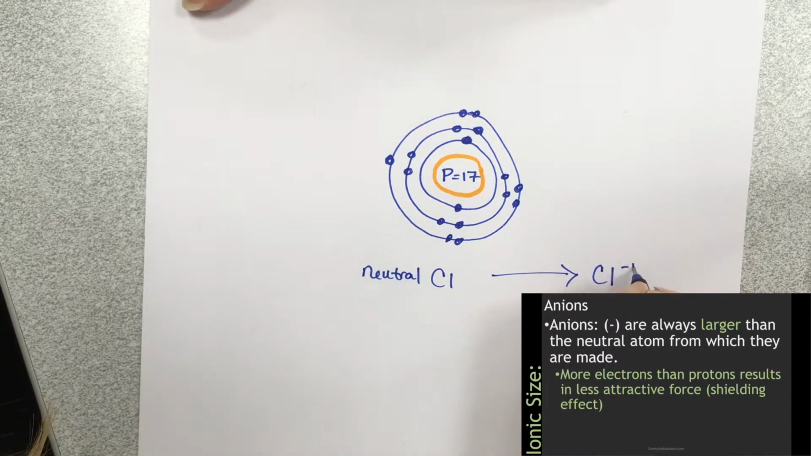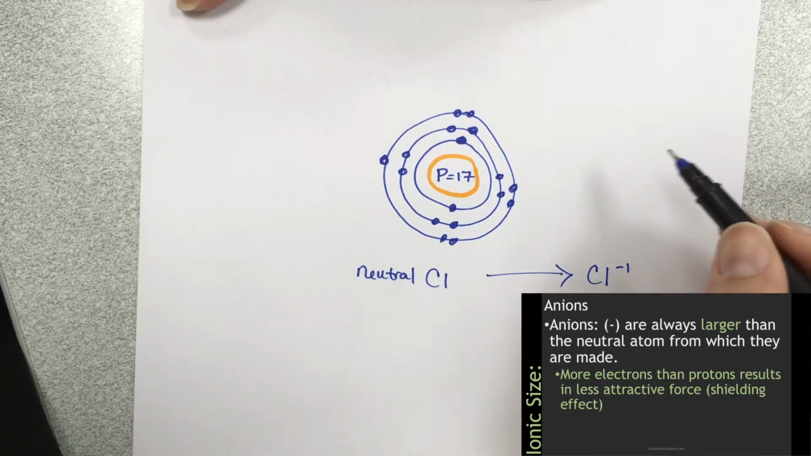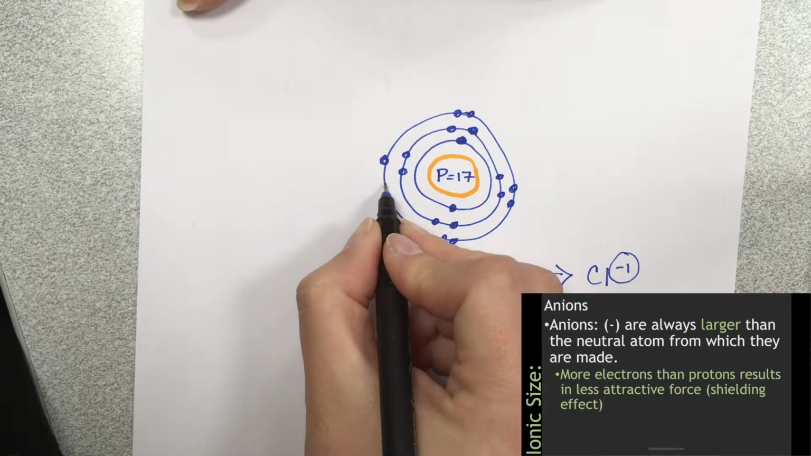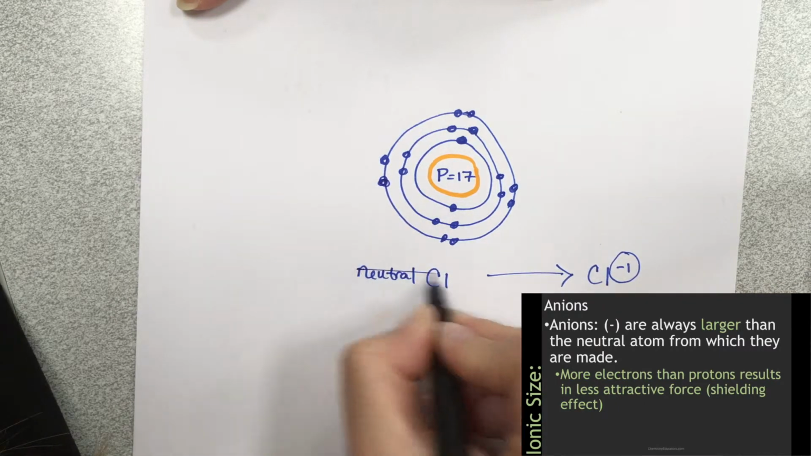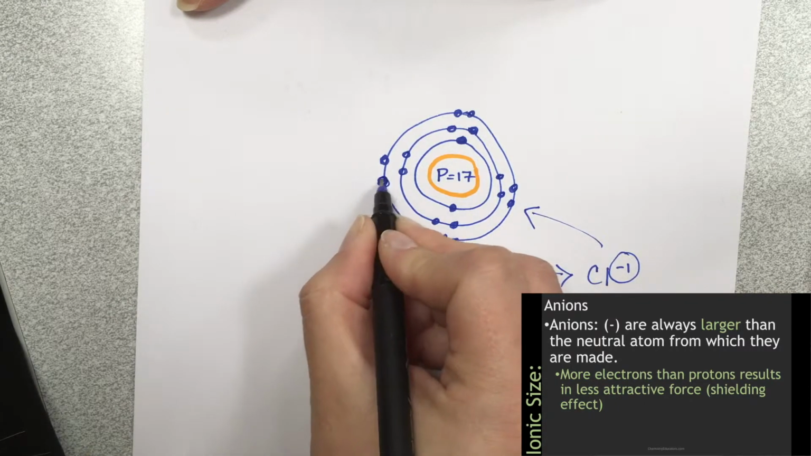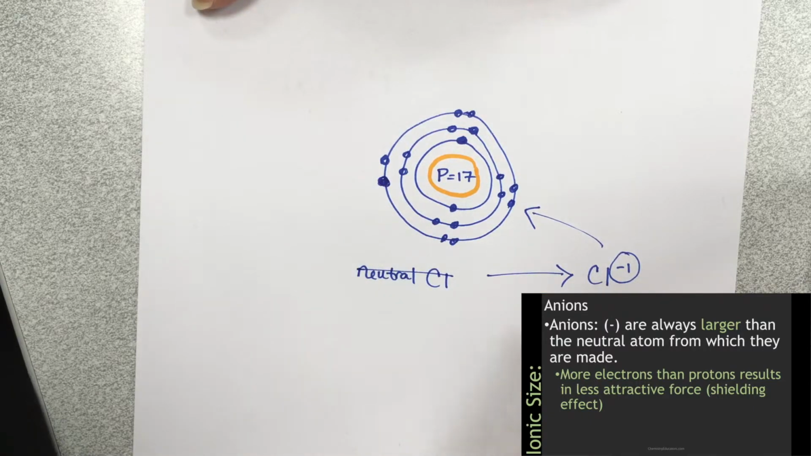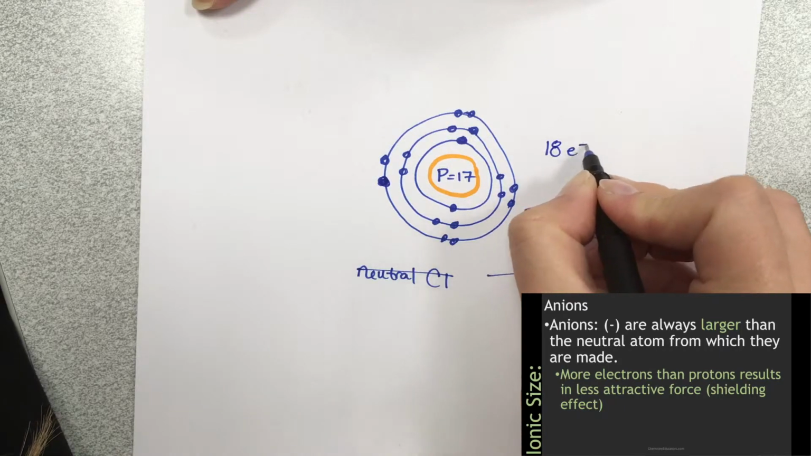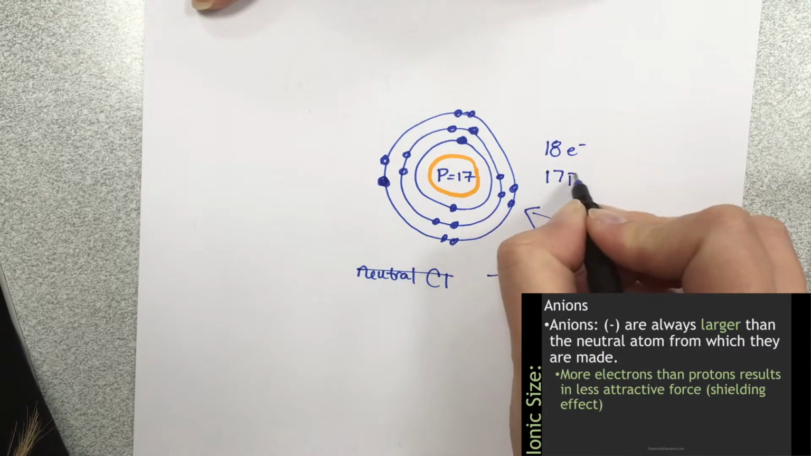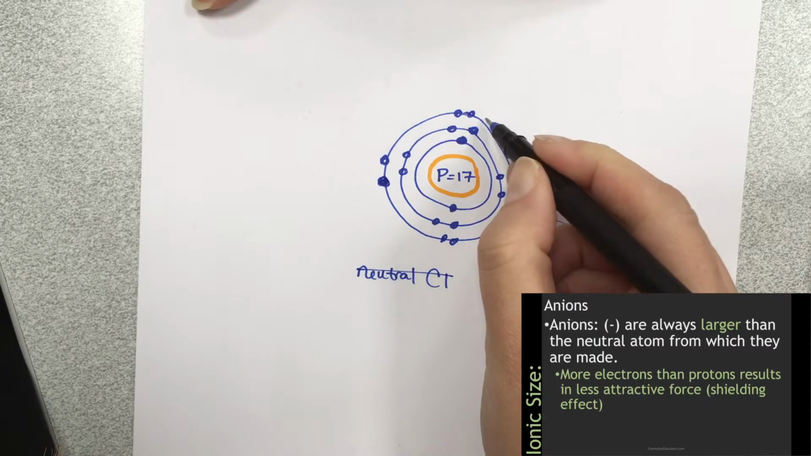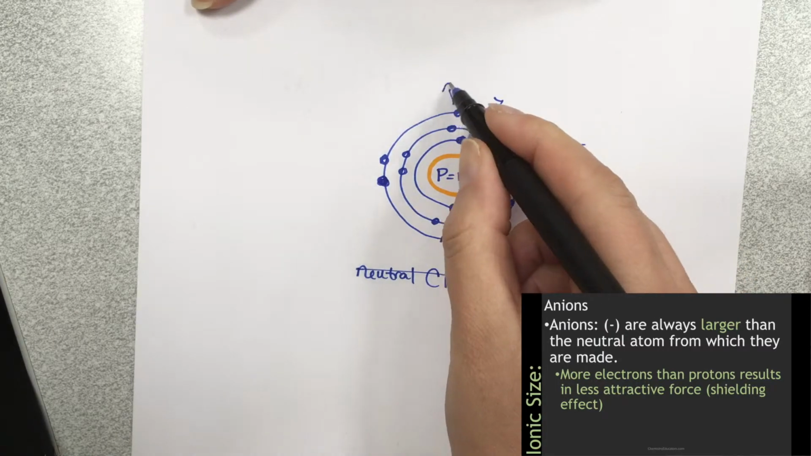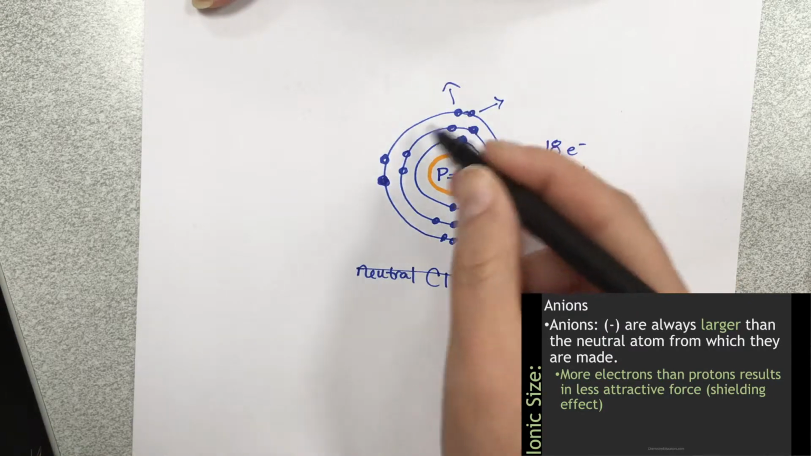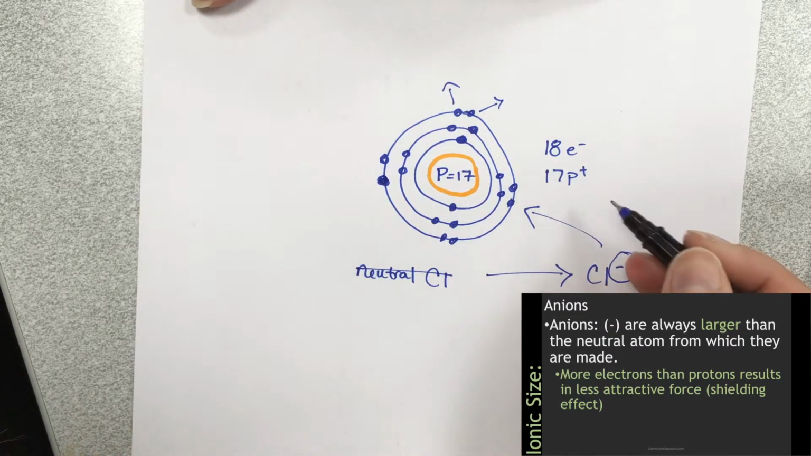-1, okay, so chlorine with a -1 charge, then it's going to gain this electron. So this would be now chlorine with a -1 charge. It has this extra electron. So now there are 18 electrons and still only 17 protons. So the attractive forces are now distributed amongst 18 electrons. The positive force is distributed amongst 18 electrons instead of just 17.